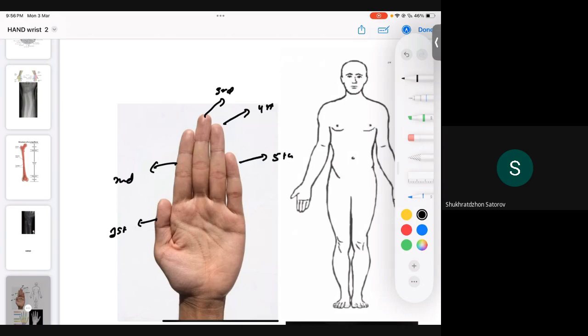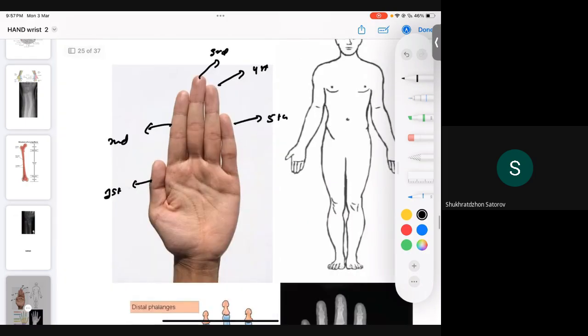Whenever I refer to these digits, for example, if I say third digit, think of the middle finger; second, think of the index finger. We have two surfaces, palmar surface and dorsal surface. This is your palmar surface, and the back of the hand is your dorsal surface. I'll also be using the terms lateral or medial. The small finger is towards the medial side, so when I refer to the medial aspect, think of the pinky, the fifth digit. If I refer to the lateral side, I'm talking about your thumb. Is that clear?